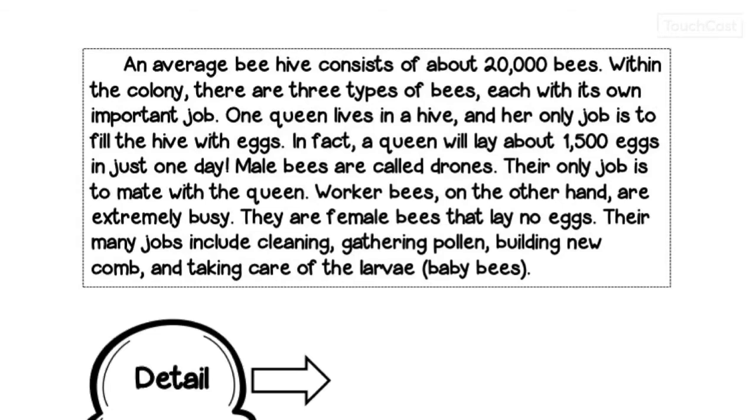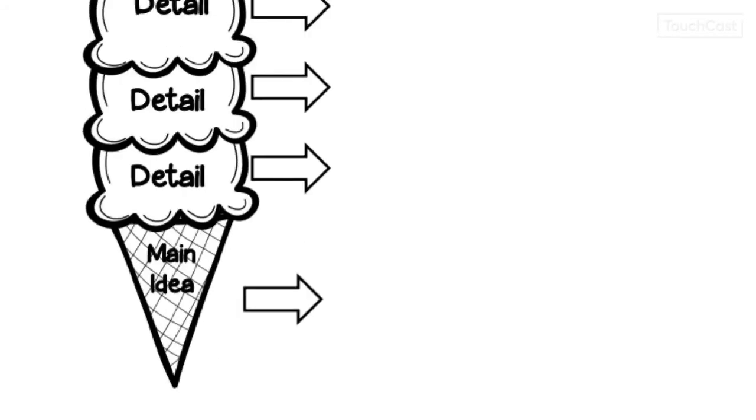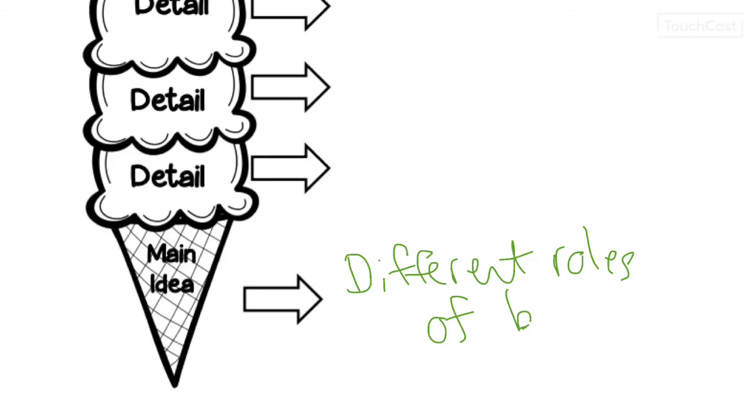So what is this whole thing talking about? No title again, but it keeps talking about bees, right? The different types of bees. So this one is going to be about the average beehive consists of 20,000 bees. The first sentence again. So it's telling us what is in the beehive. So the main idea are different roles of bees. So let's talk about those different roles.